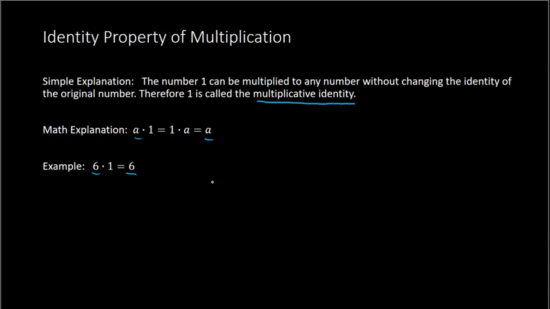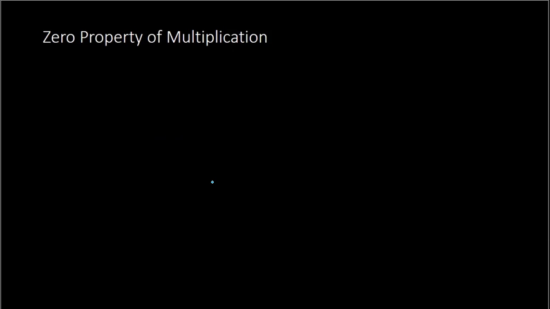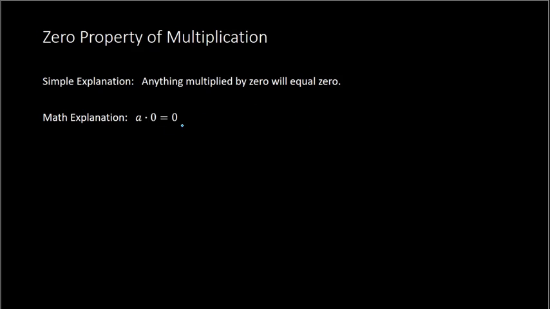Next, we have a property that only is true for multiplication, and that is what is called the 0 property. So the 0 property of multiplication says that anything multiplied by 0 will equal 0. So in math notation, we can say that a times 0 would equal 0. Doesn't matter what a is, it could be any number, multiply it by 0, and 0 would be our answer. So with actual numbers, we can say that 4 times 0 equals 0. Okay, anything times 0 is 0, and that is your 0 property of multiplication.